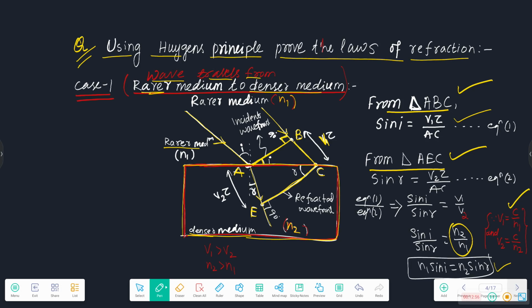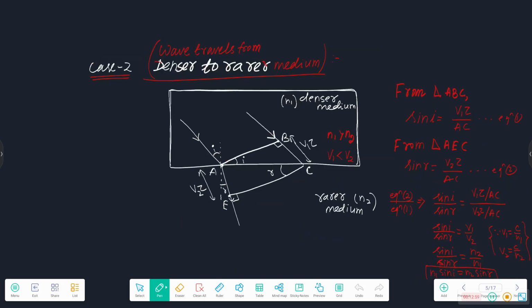If the question asks what happens if a light ray or wave is coming from denser to rarer, then the picture will be changed only, other things will remain the same, the derivation. And remember, here n1 will become greater than n2, whereas in the previous case n2 was greater. And v1 will become less than v2, but in the previous case v2 was less than v1. This is the difference happening. So here rarer medium is there, here denser medium is there. Now here the light ray is coming and passing like this. So this is your incident wave front, and this is your refracted wave front.